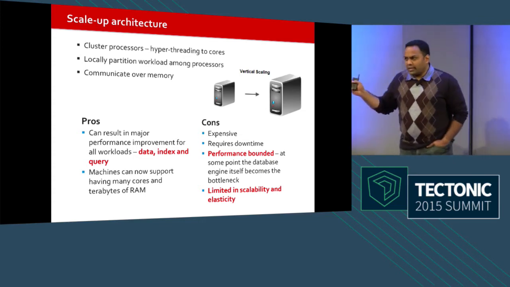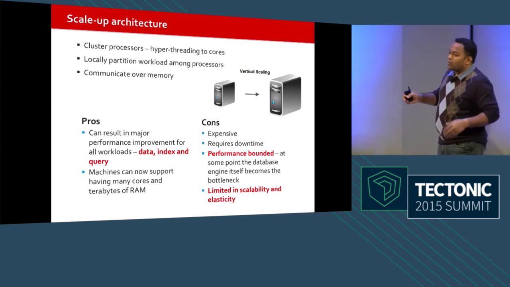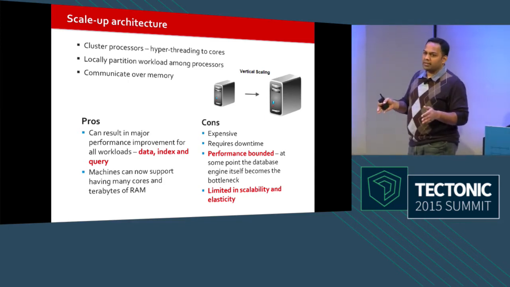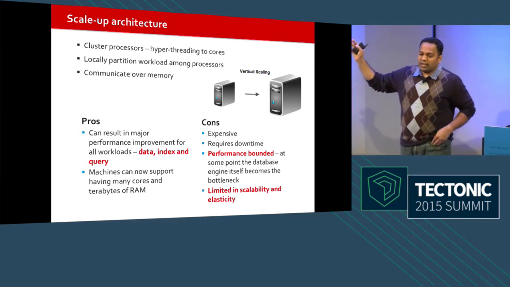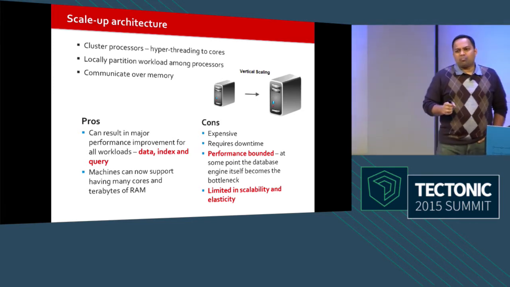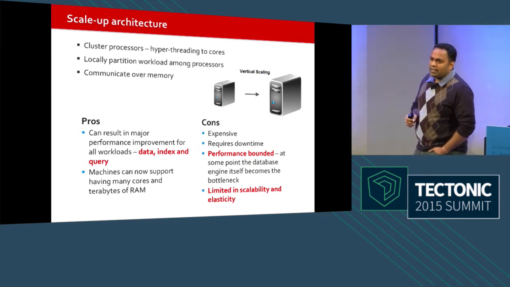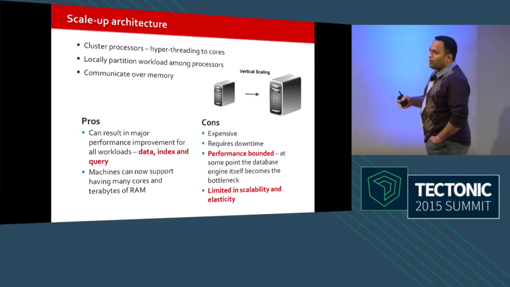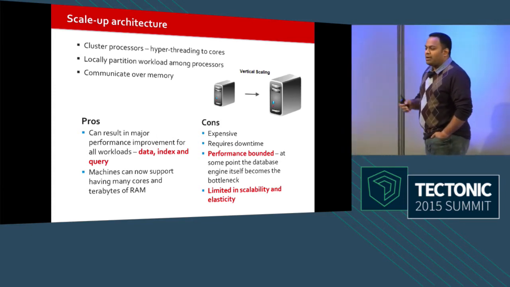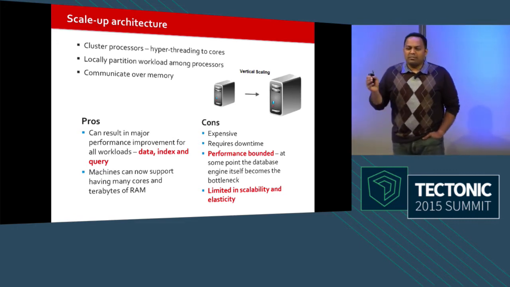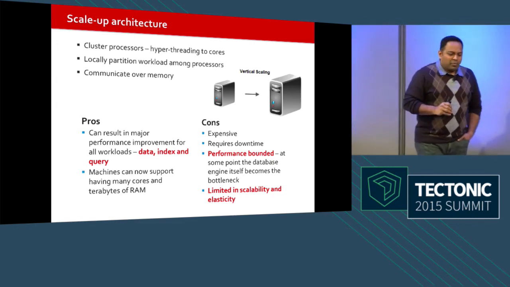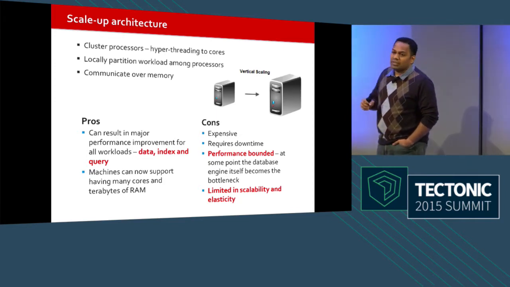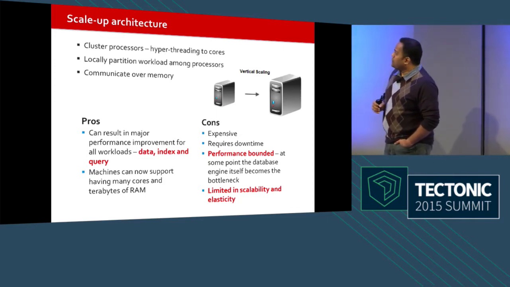One good thing about the scale-up architecture is that because all the workload is on the single monolithic server, there's no network dependency, right? And nowadays you get much beefier hardware, 24 cores, 46 cores, 1 terabyte RAM, and faster SSDs. But on the contrary, there are a lot of negative things: they are very expensive and also require downtime.